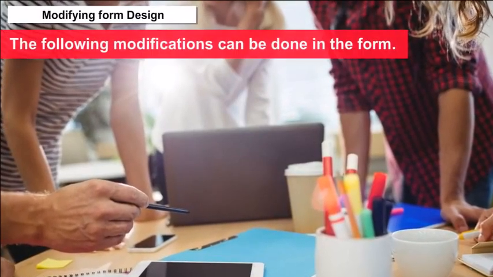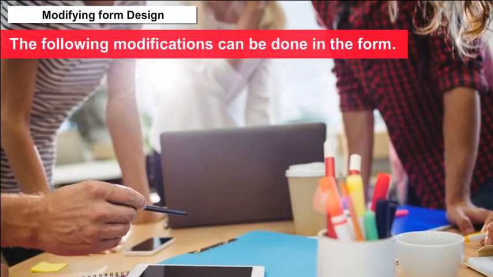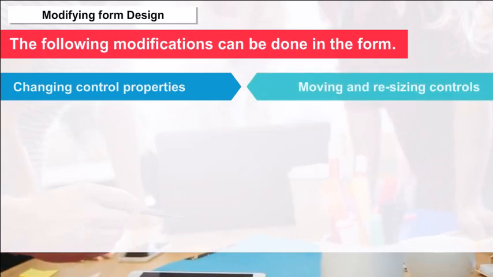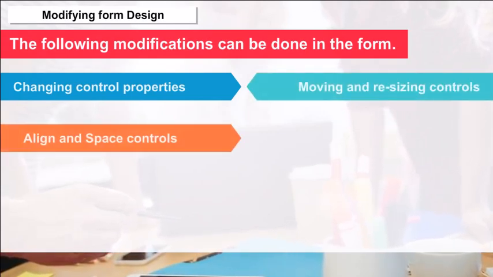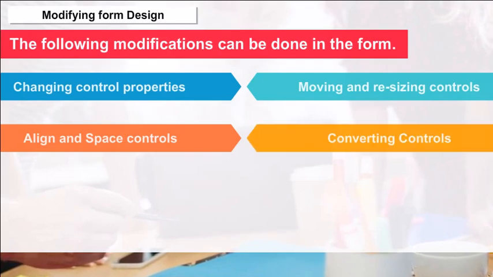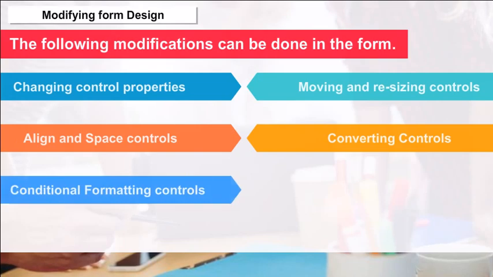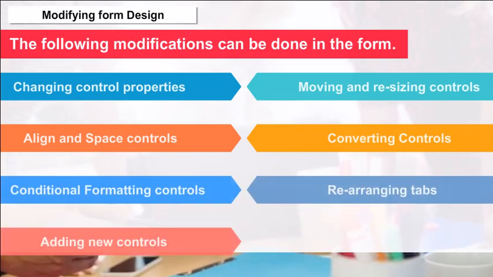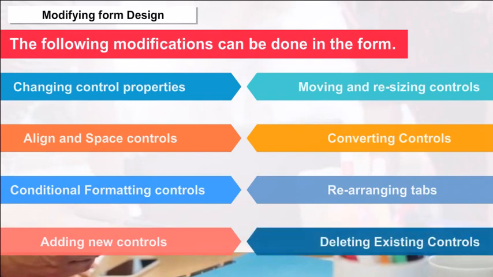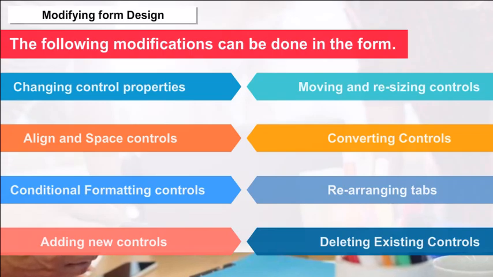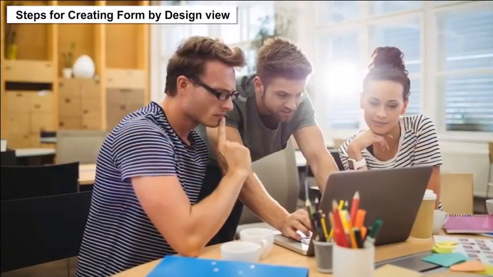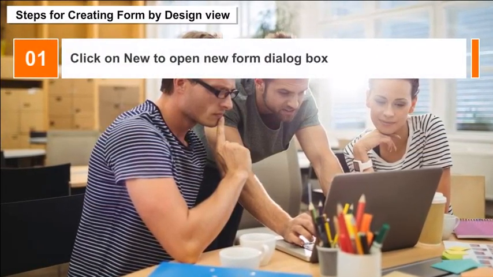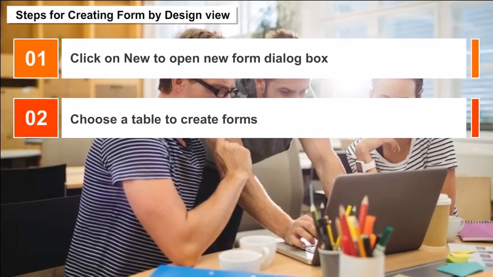The following modifications can be done in the form: changing control properties, moving and resizing controls, aligning and spacing controls, converting controls, conditional formatting controls, rearranging tabs, adding new controls, deleting existing controls. Steps for creating a form by Design View. Click on New to open the New Form dialog box. Choose a table to create forms.